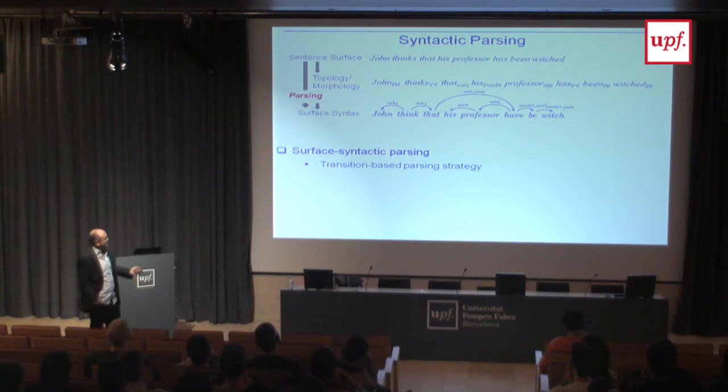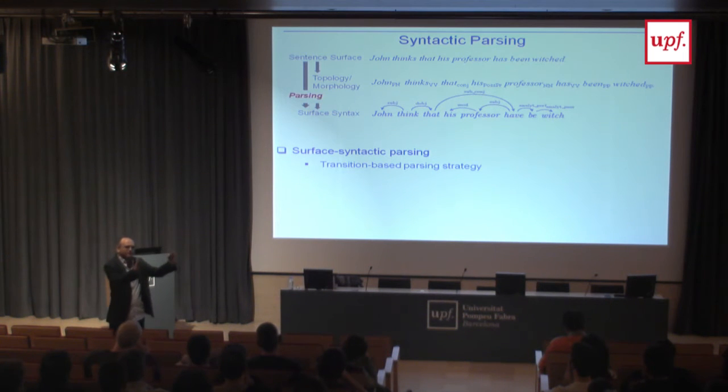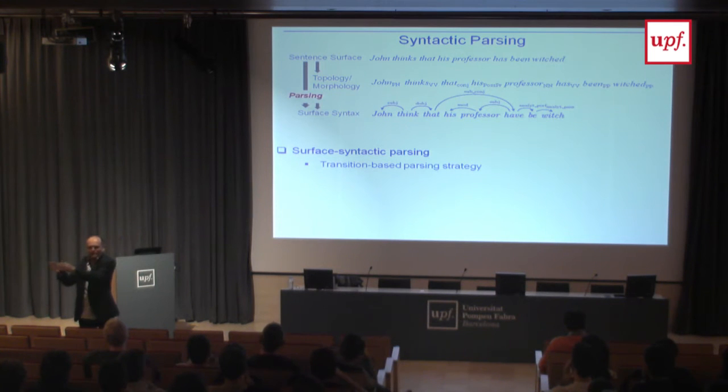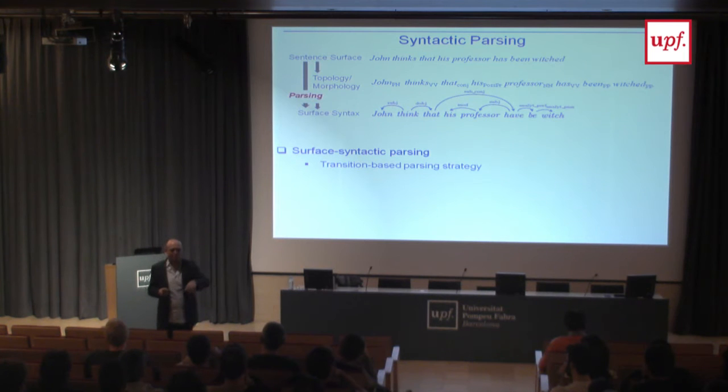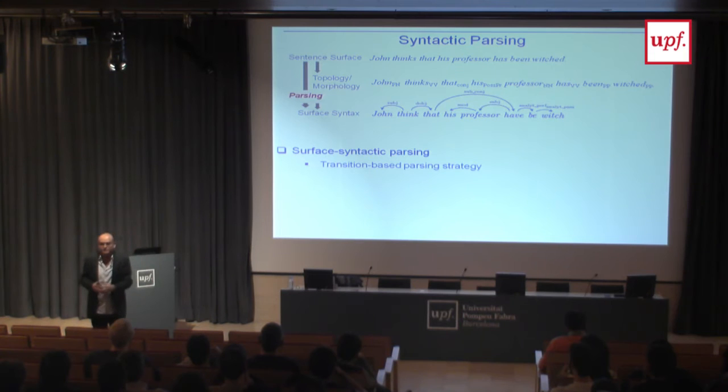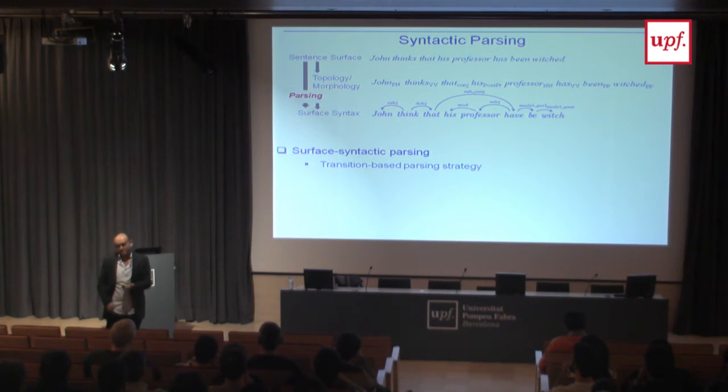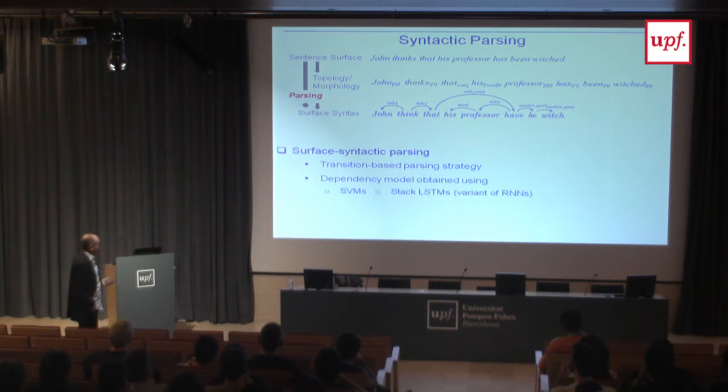So usually we use a transition-based parsing strategy. That is, we start from the left, with the first word of the sentence, and we go through the sentence, taking word by word. This is in contrast to the other main approach to parsing, where we start building a syntactic tree from the root, from top down to the bottom. The advantage of the transition-based parser is that it's linear in time, so it's much faster than a graph-based parser.